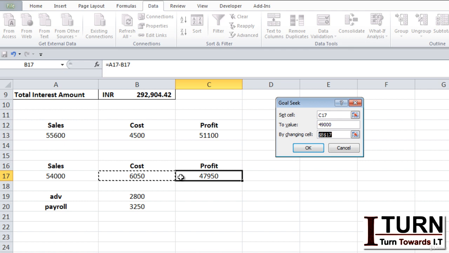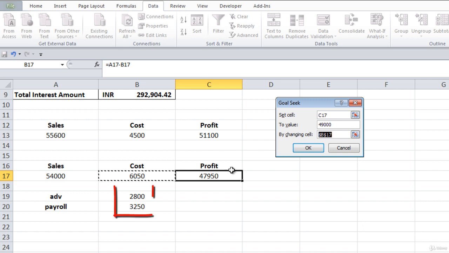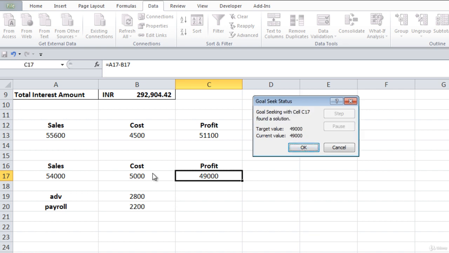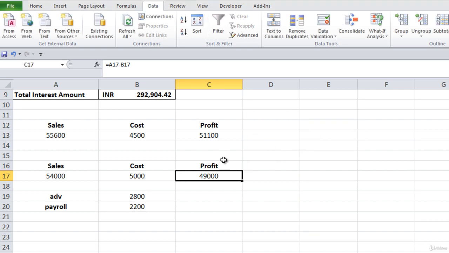So there are three options that I can give. First one is sales, second one is this particular cell value, or this particular cell value. So I have given payroll. This figure will change, accordingly this figure will change, and it will take me to the goal which I have set. Okay, and you may see I have reached the goal by changing the cell value of payroll.